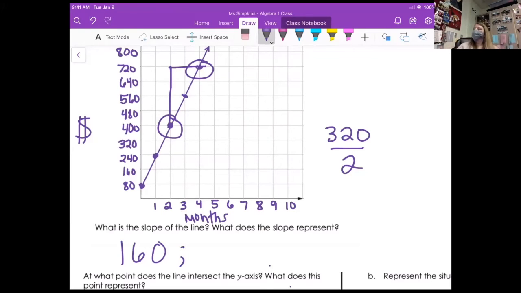And this says, what does the slope represent? Well, that was the dollars per month, or charge per month.